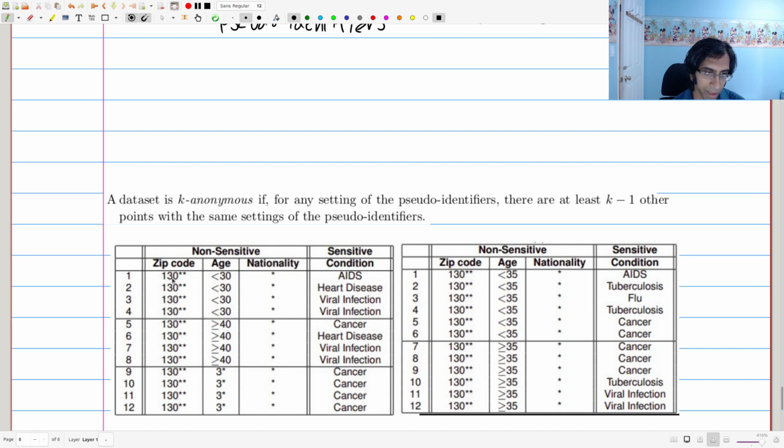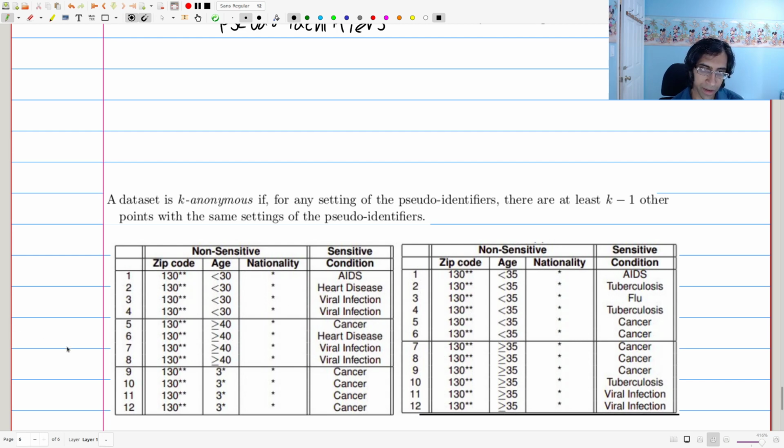So for example, if somebody has zip code 13000, is age 28, and is, say, Canadian, then they could be any of these 4 individuals right here. And you can't really narrow down whether they may have AIDS versus heart disease or what. So just taking a look at it, this data set is 4-anonymized, and this one is 6-anonymized.